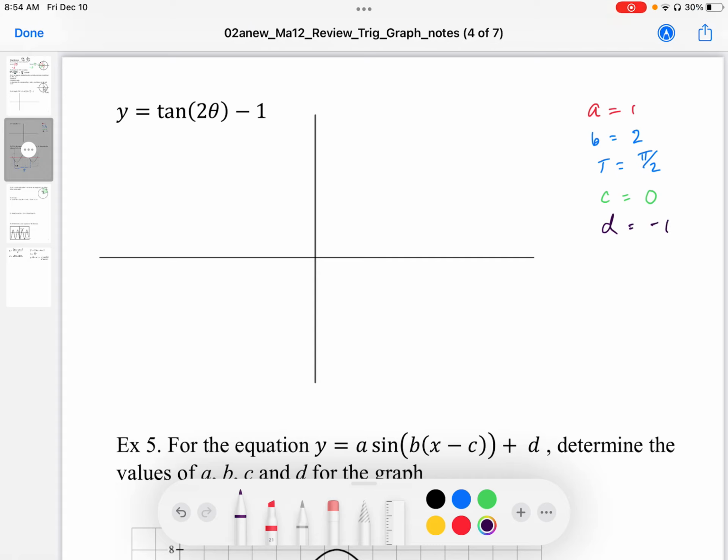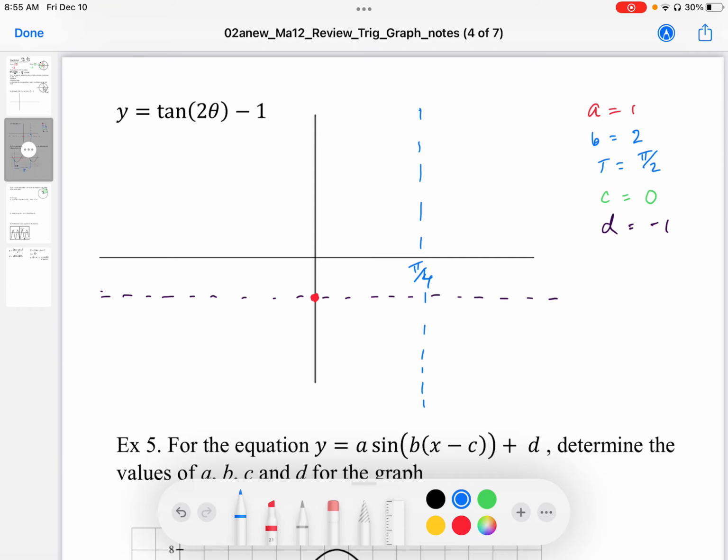Okay, so I'm going to first start with my horizontal and vertical shift, and I'm going to just draw in my middle line here. And I'm just going to identify the center where the middle of the graph is going to be. Okay, so once I've done that, I'm going to now use the period. The period is pi over 2, which means then that half the period goes to the right. So that position here is going to be pi over 4, and half the period is going to go to the left.